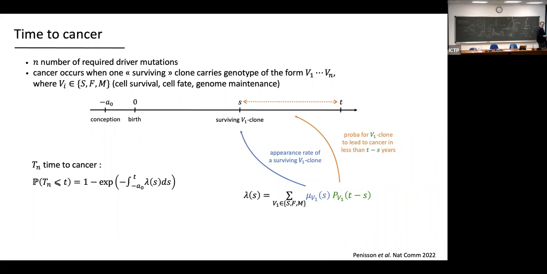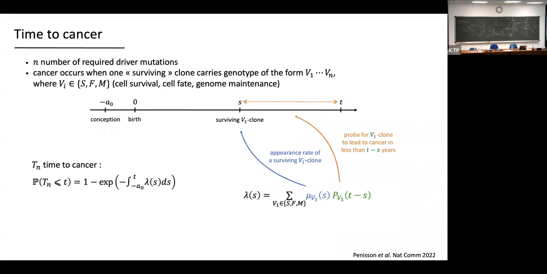So what is the lambda? Lambda is lambda of s, where s is the time at which you get the surviving clone. There are two key parts in the expression. One is the rate at which these surviving clones appear. We call this mu, so mu of V1 at s means that at s, a clone V1 appeared. V1 here can be a clone of any of these three key driver mutation types.